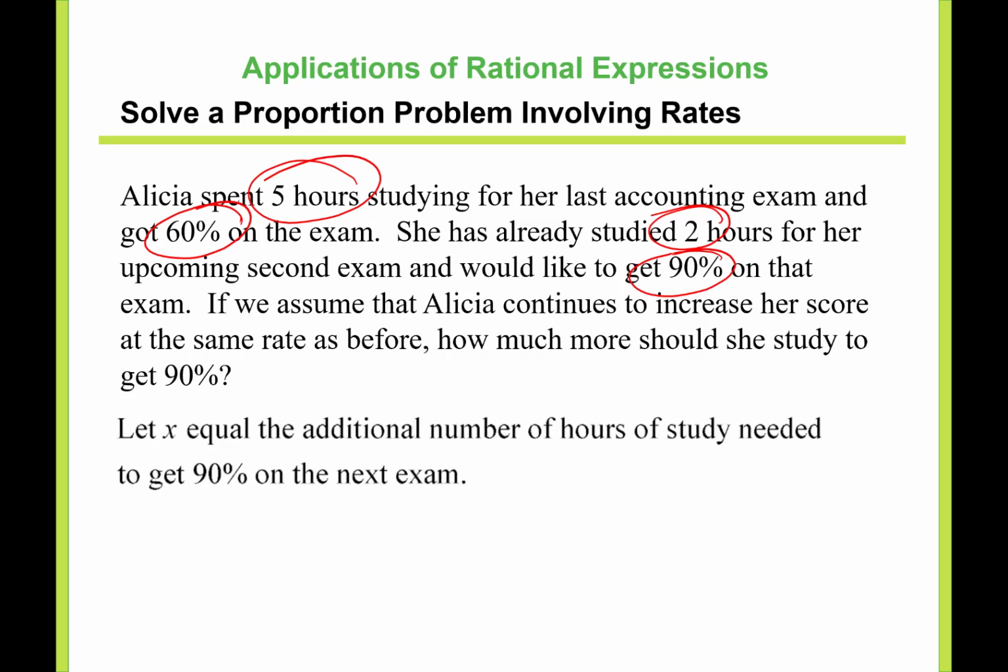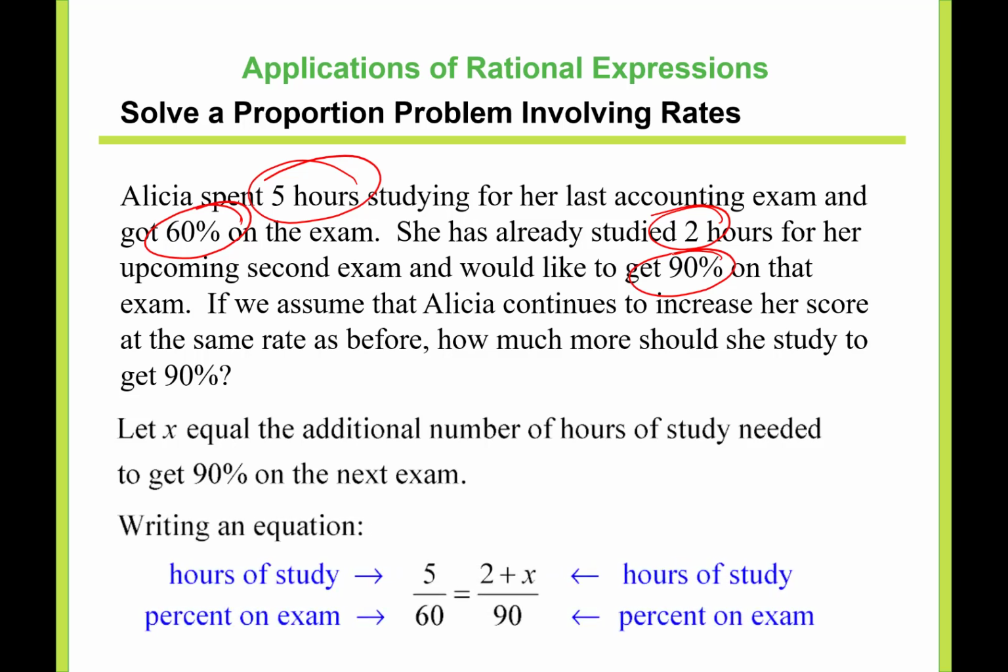So by looking at this, we want to figure out how much you need to study to get the 90%. Now we already know real quick that she studied 5 hours and got 60. So if she already studied 2 hours, all we need to know is that the X here is going to represent the additional amount of hours that she needs to study to actually get the 90%.